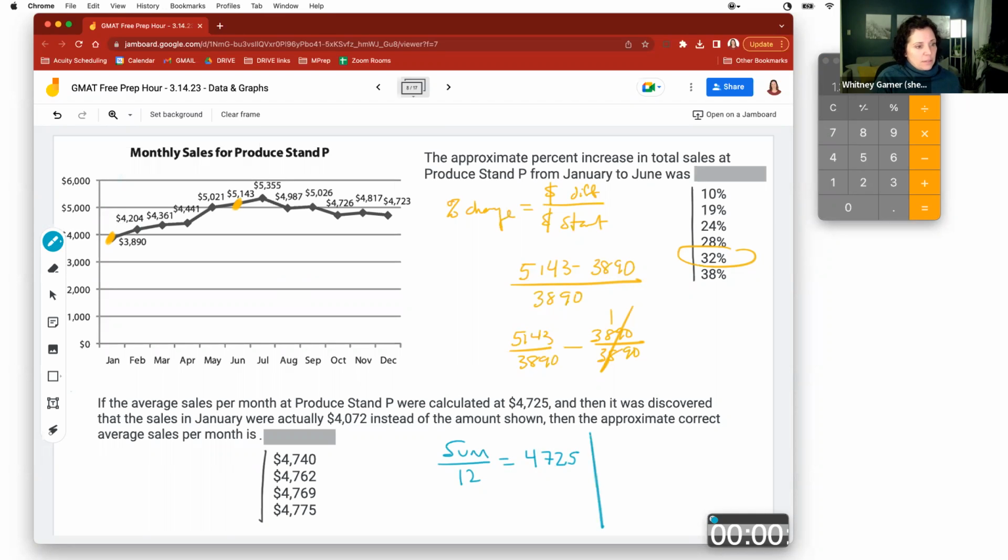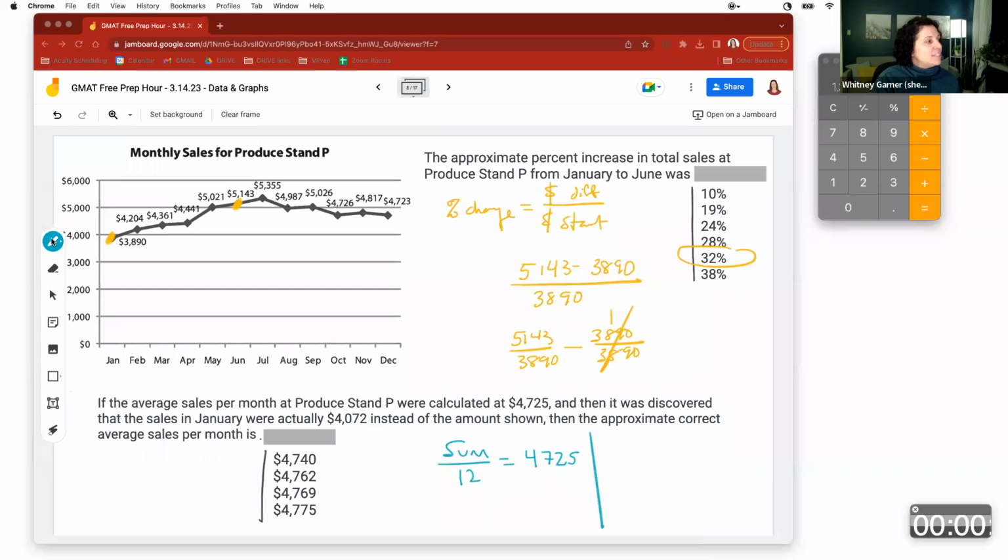However, let me move this out of the way, in January, the sales were supposed to have been 4,072 instead of 3,890. So the sum was actually too small. My sum should have been larger. And so my average should also be larger. Well, that doesn't help me too much because all of my answer choices are larger. The question now is how much larger?